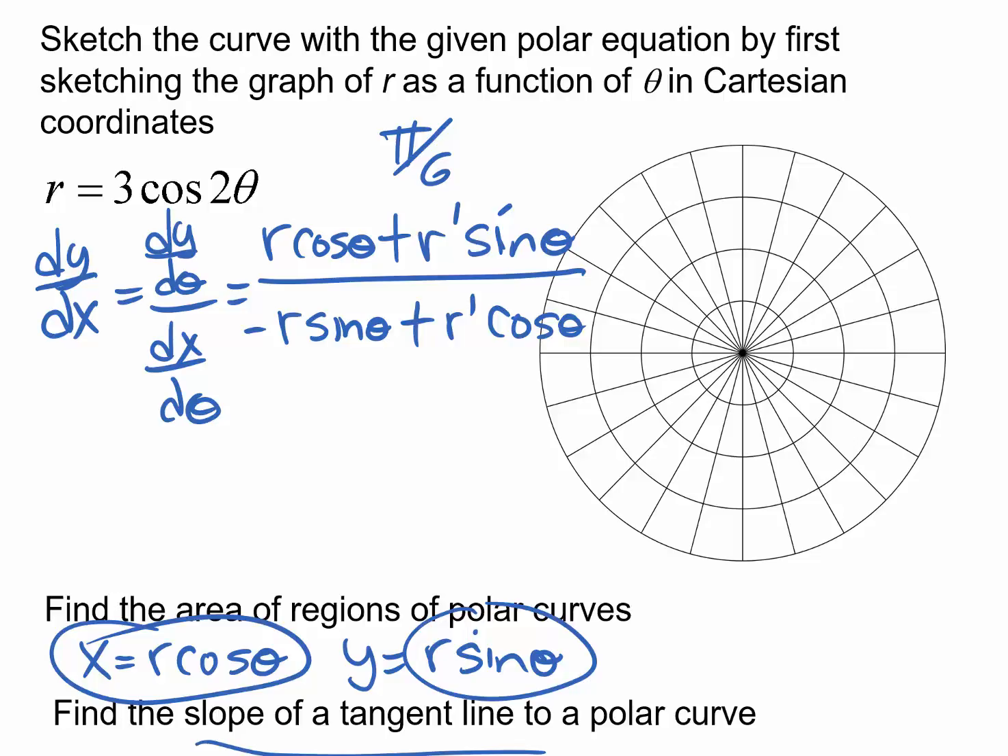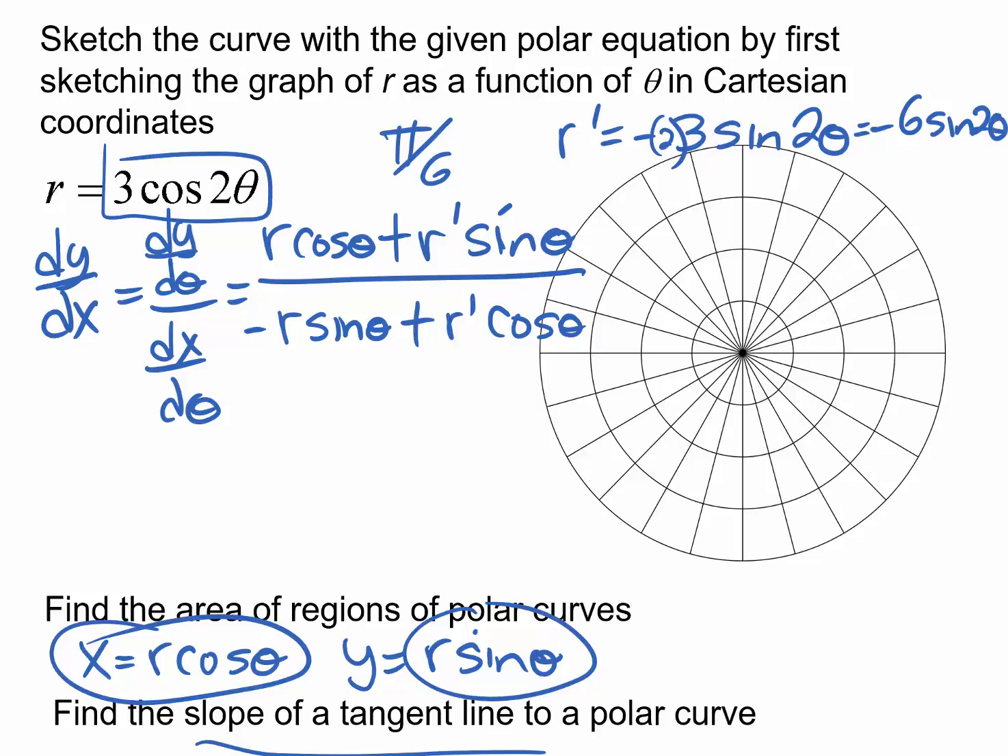Okay, so r is right here. Let's find r prime, so we have it when we need it. The derivative of 3 cosine 2 theta is going to be 3 sine 2 theta with the negative, and then times the derivative of 2 theta, so times 2. So it looks like it's going to be negative 6 sine 2 theta.